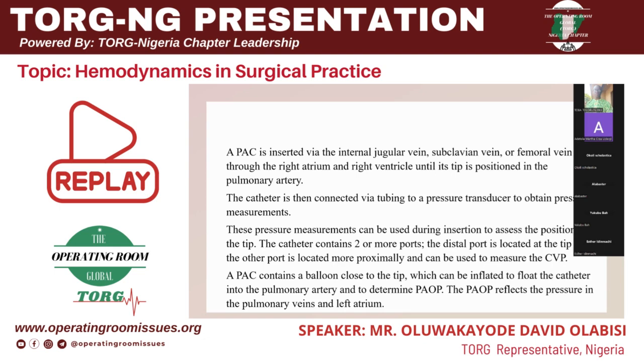The pulmonary arterial catheter contains a balloon close to the tip, which can be inflated to float the catheter into the pulmonary artery and to determine pulmonary occlusive pressure. The pulmonary occlusive pressure reflects the pressure in the pulmonary artery and vein.